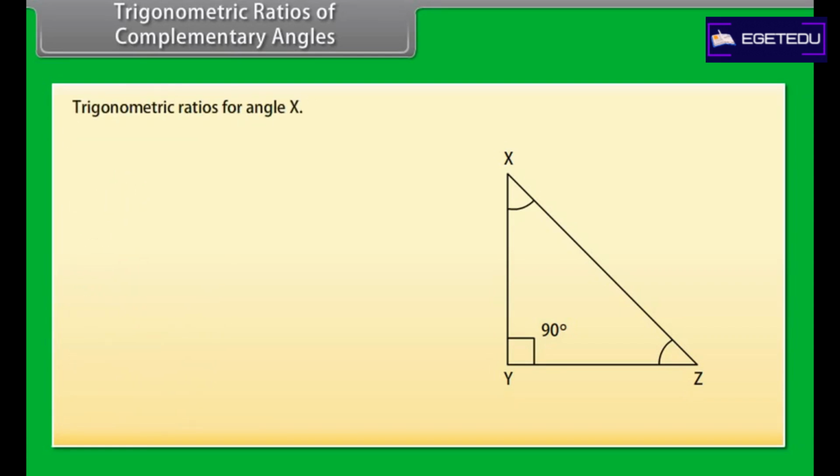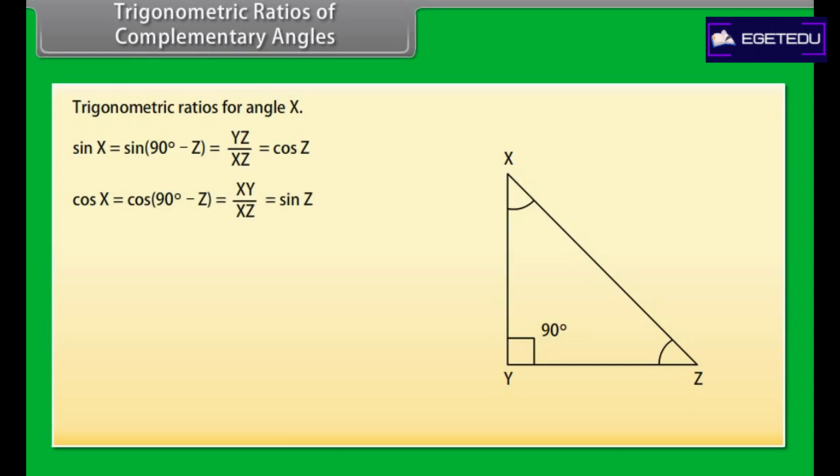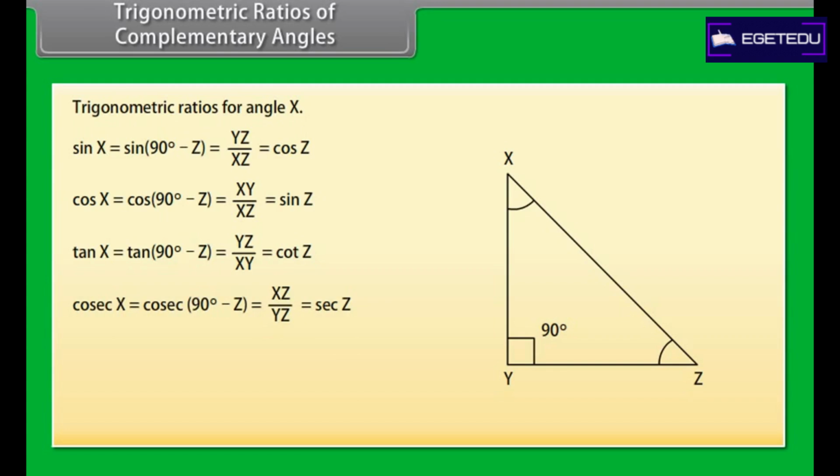Let us now list the trigonometric ratios of angle X. Sin X is equal to sin 90 degree minus Z equals YZ upon XZ equals cos Z. Cos X is equal to cos 90 degree minus Z equals XY upon XZ is equal to sin Z. Tan X is equal to tan 90 degree minus Z equals YZ upon XY equals cot Z. Cosec X is equal to cosec 90 degree minus Z equals XZ upon YZ equals sec Z.